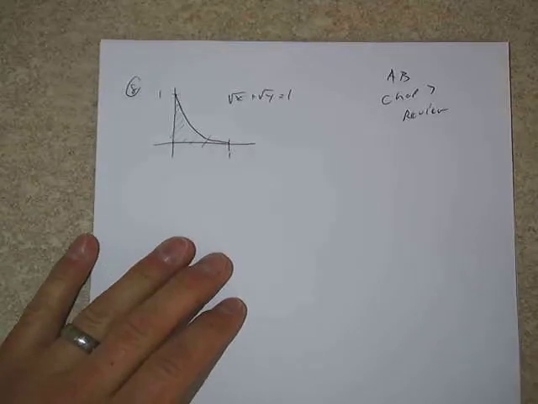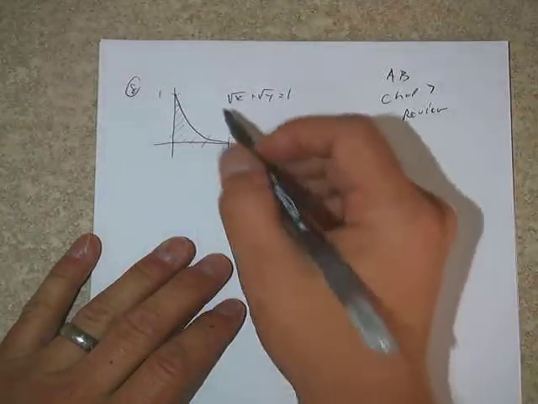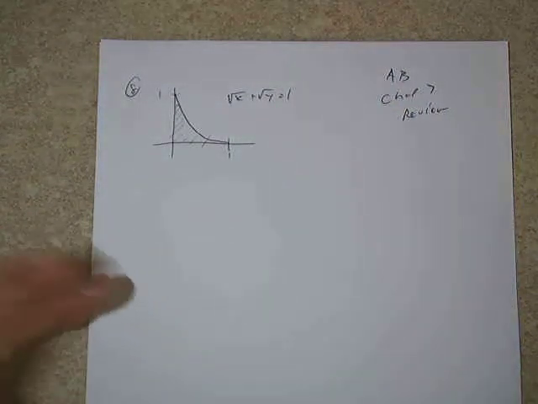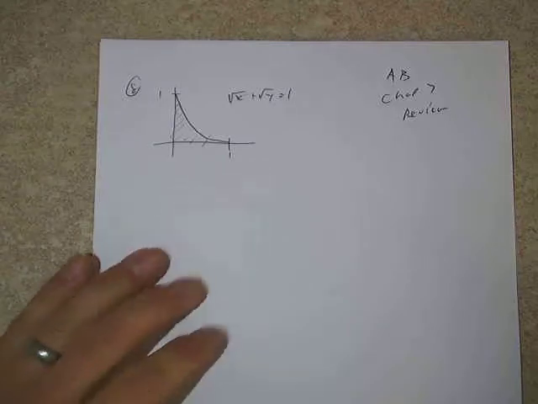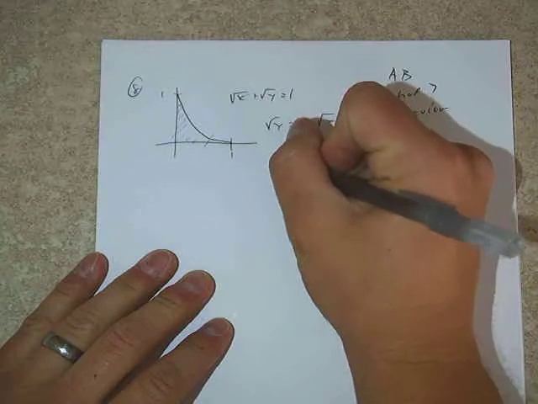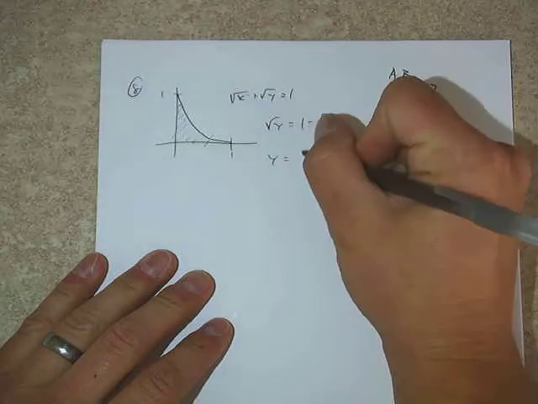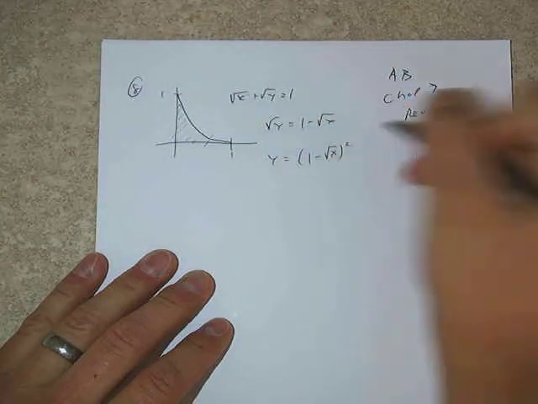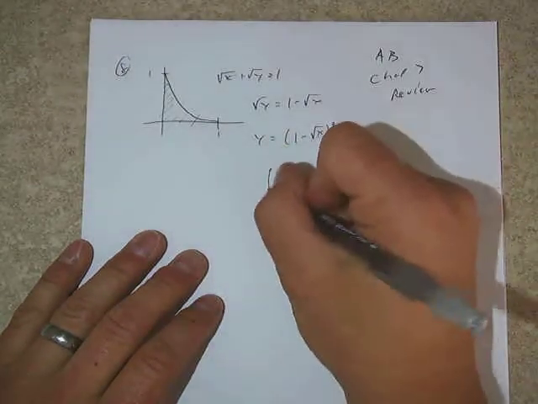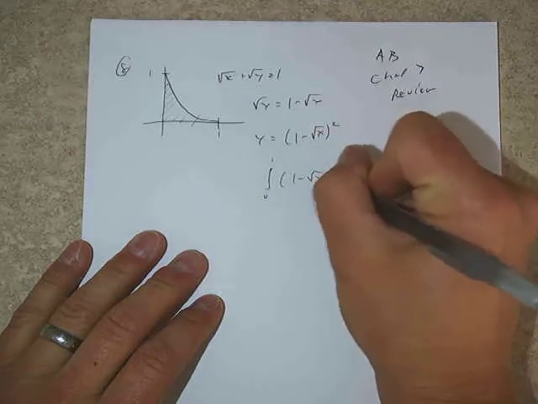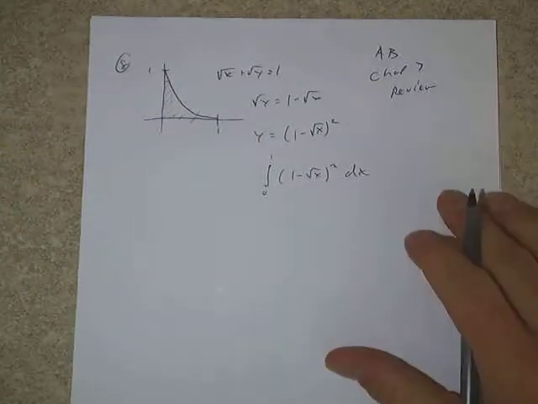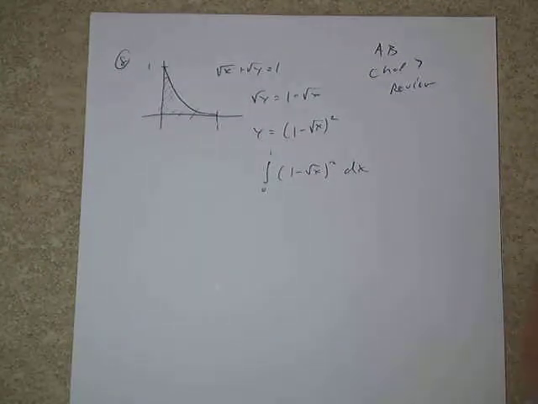So if we're going to find the area of it, I guess we need to recognize that if we could write this function for y in terms of x, then we could just write an integral from 0 to 1, couldn't we? If I solve this for y, I've got radical y equals 1 minus radical x. Then if I square both sides, I get y equals 1 minus radical x, all squared. If I integrate on 0 to 1, 1 minus radical x all squared dx, that right there would do it, wouldn't it?